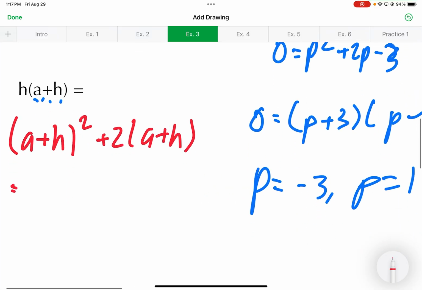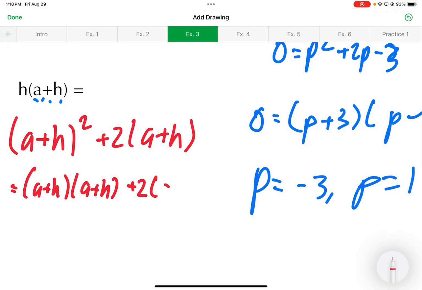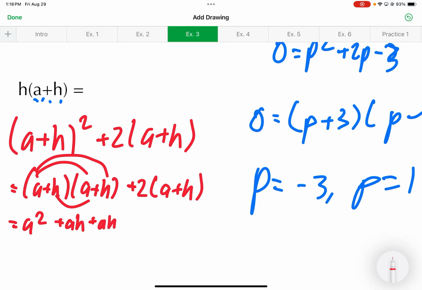So what I need to do is make this a plus h times a plus h, because that's what it means to square it. We got to multiply it by itself, plus 2 times a plus h. And then we need to distribute those two things to each other. I'll show you that it doesn't end up being the same thing. So a times a is a squared. A times h is plus ah. And then I have another set of ah, plus ah. And then h and h is h squared. And then if I distribute the second set, 2a plus 2h.